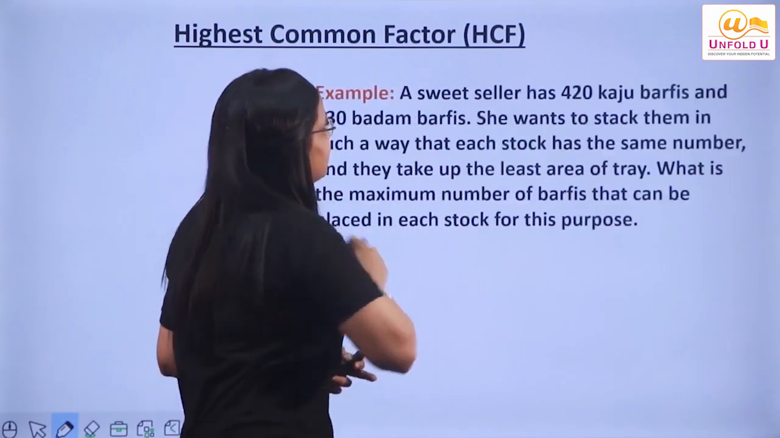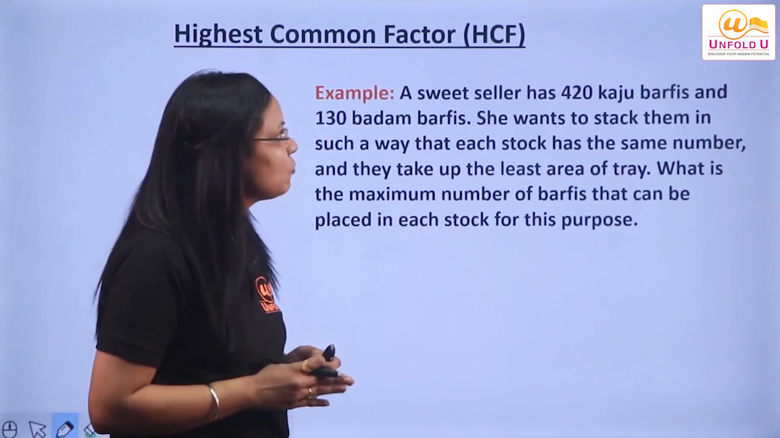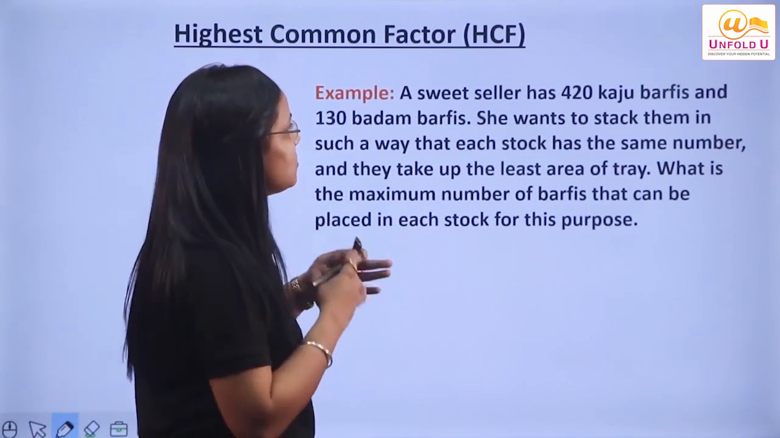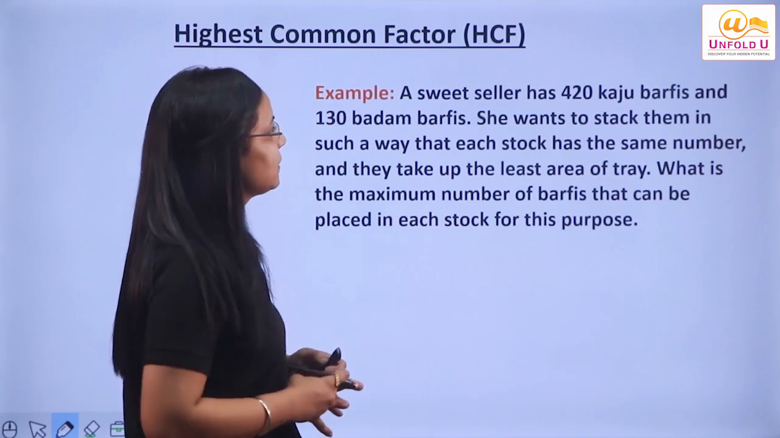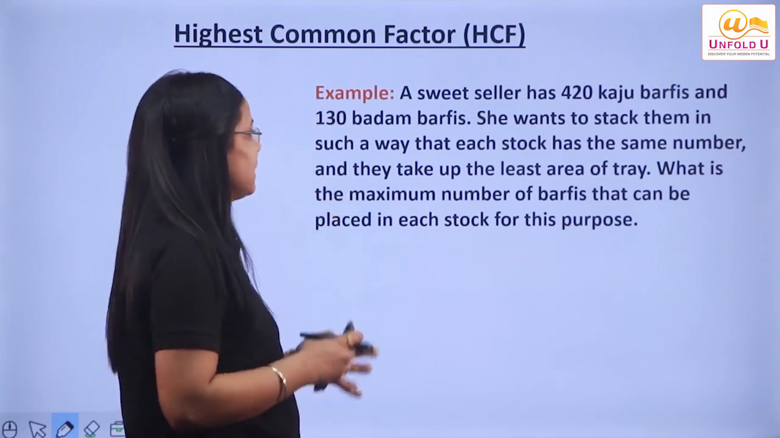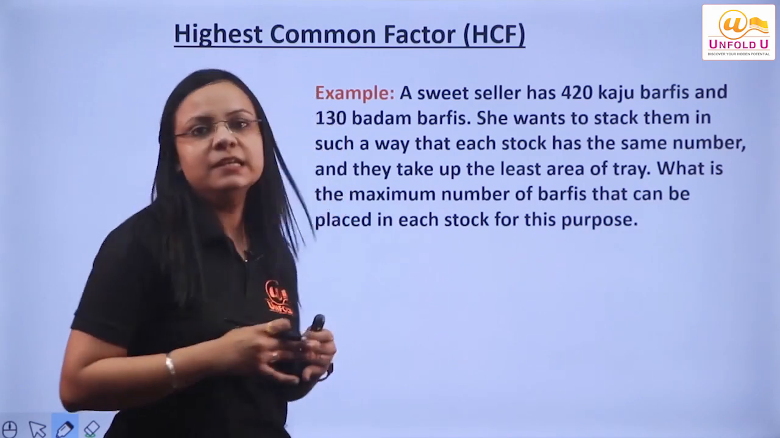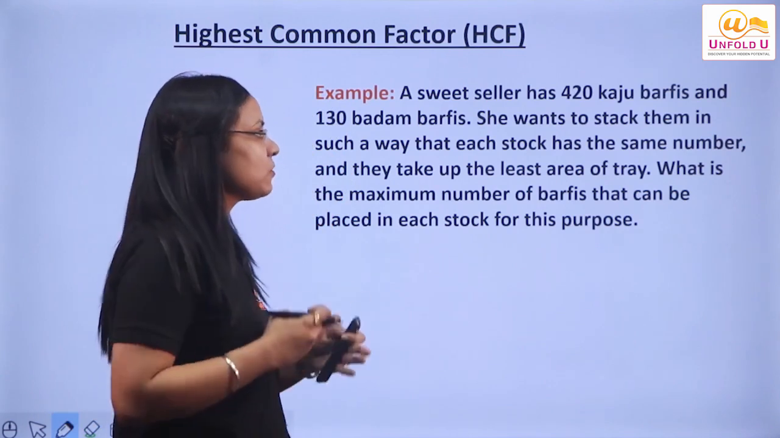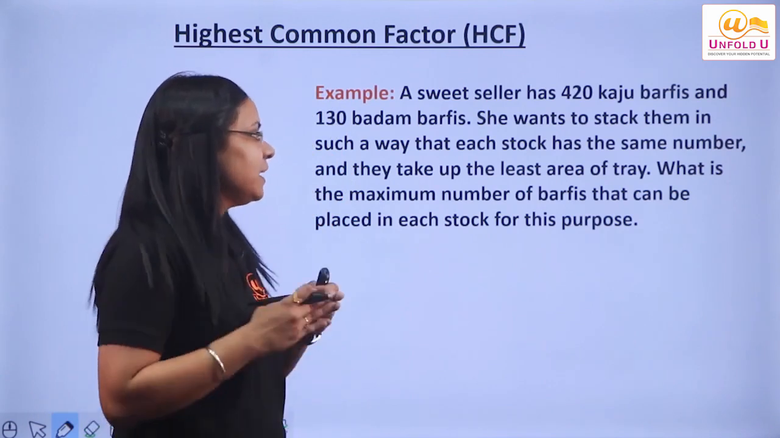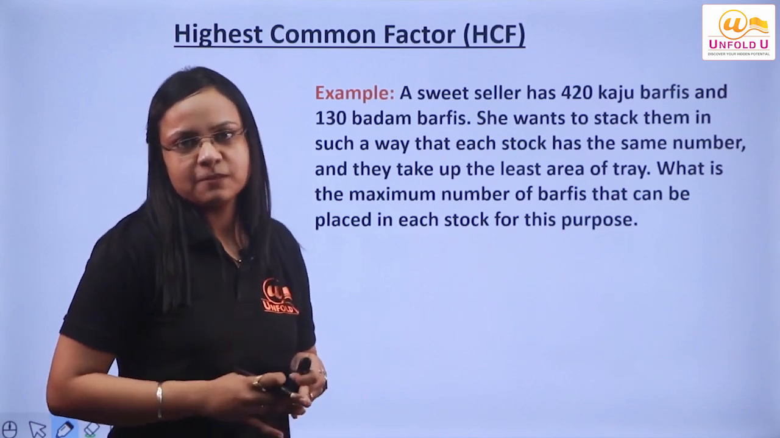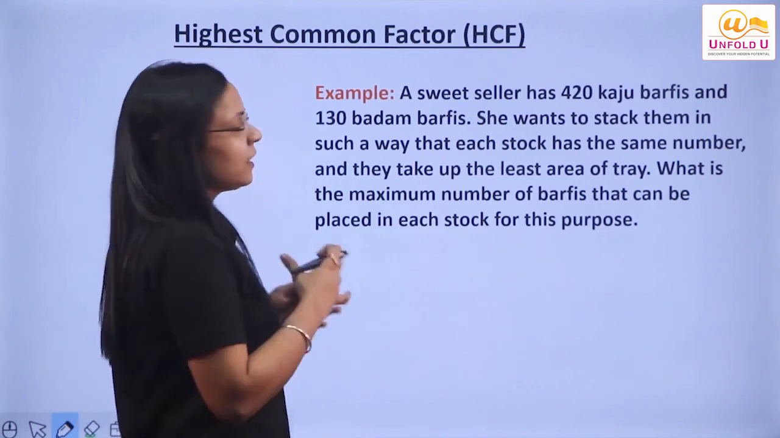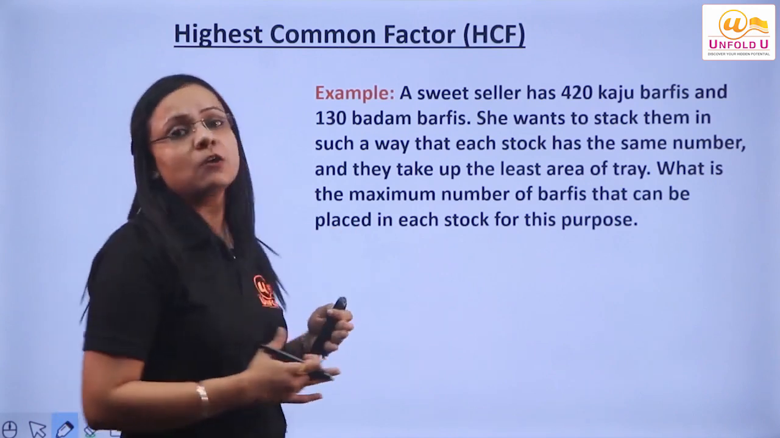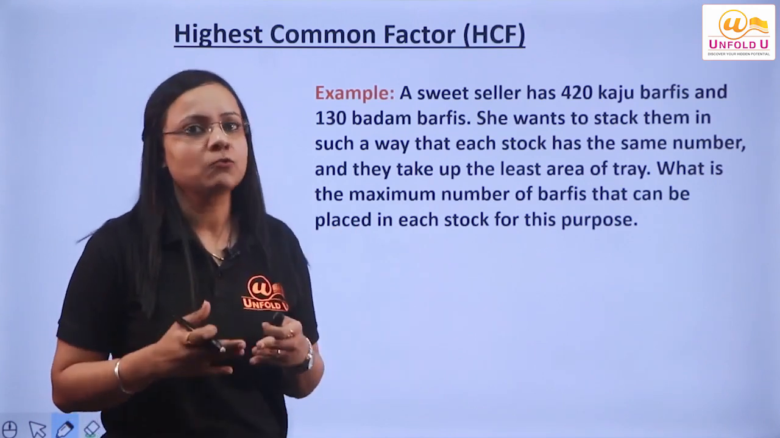Now the next example is, a sweet seller has 420 Kaju Burfis and 130 Badam Burfis. Now she wants to stack them in such a way that each stack has the same number and they take up the least area of the tray. So we need to find out the maximum number of burfis that can be placed in each stack for this purpose. Now in some questions we get confused about what we need to find out, whether we need to find the HCF or the LCM.